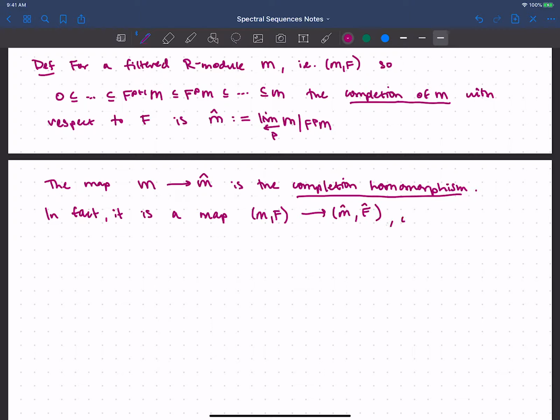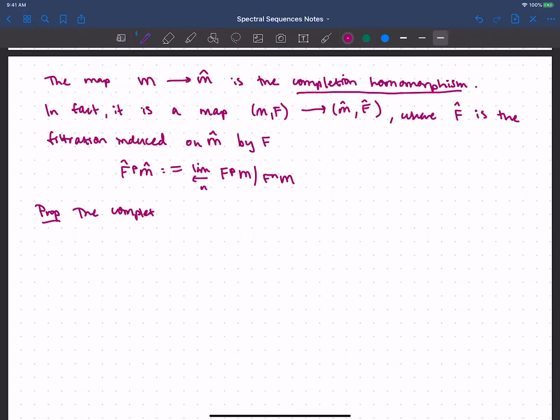Great. So a proposition about how nicely this completion plays with things is that the completion, which is really this map of filtered modules, satisfies some nice properties. The first is, why is this called the completion? Well, the hope is that this is a complete filtration, and indeed it is. It's complete and Hausdorff.